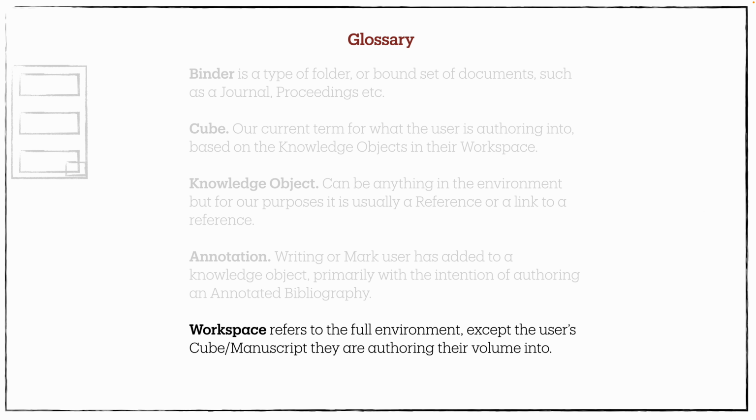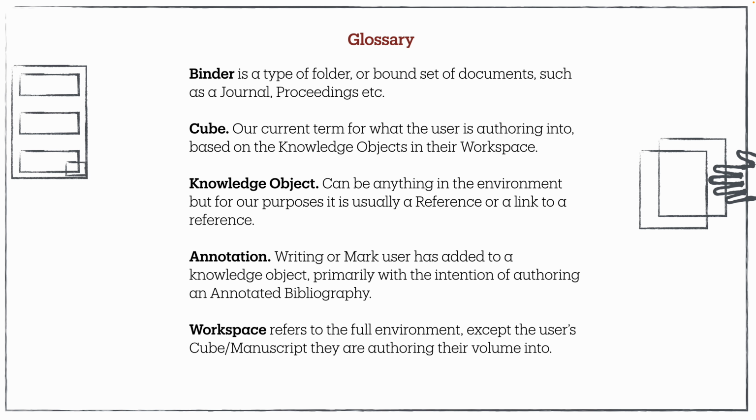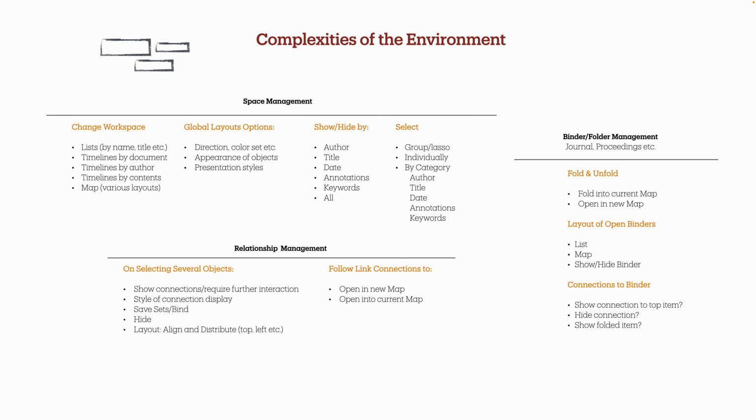So the workspace is everything except the cube. That is the differentiation we're making. The cube, the manuscript, what you're writing, has a separate set of controls from the world you're in. Otherwise, to me at least, it gets way too complicated. We don't need to go through all of these, but the complexities of dealing with the environment are quite huge.